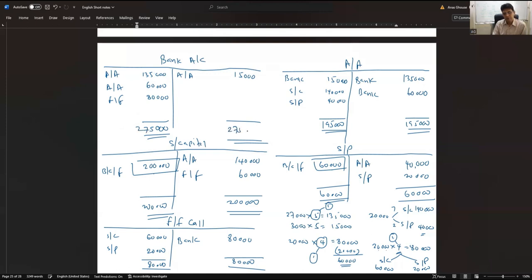So 275,000 total money received and refunded 15,000. So the cash balance is 260,000. So this is the balance carried forward in the bank account. Okay, which is exactly the total of the share capital and the share premium account, these two accounts, 260,000. Okay, so this is the answer for this particular question.